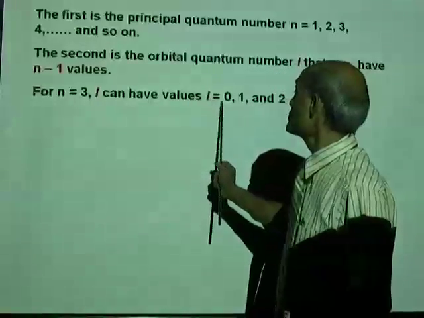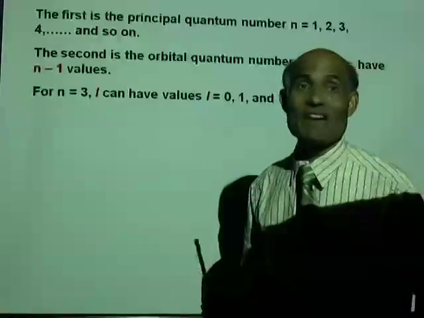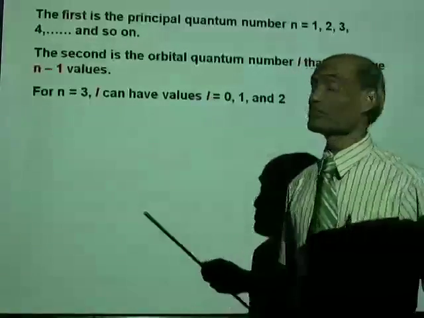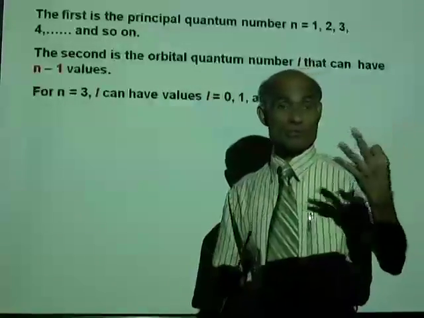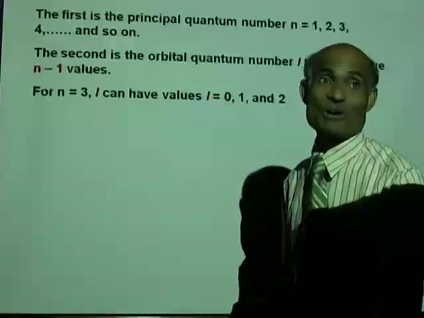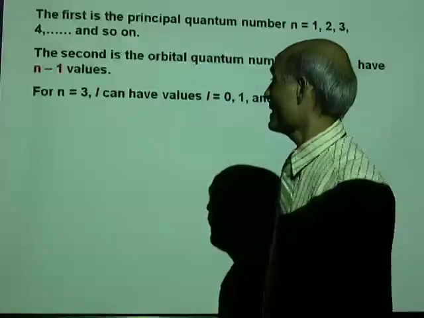L can be 0, 1, or 2. There are n minus 1 values. For n equal to 3, L can be 2, 1, or 0. There are 3 possible values of L for one n value there, n equal to 3.